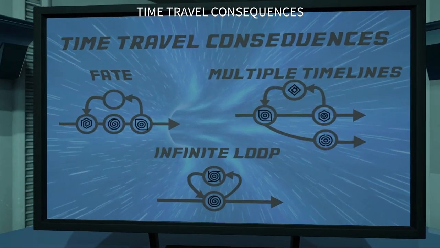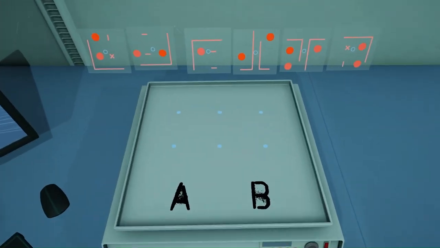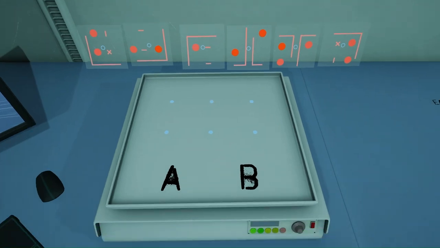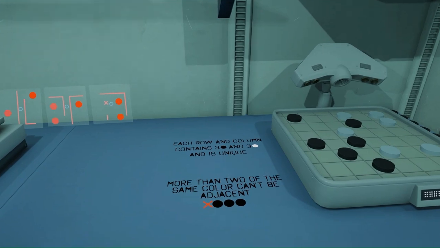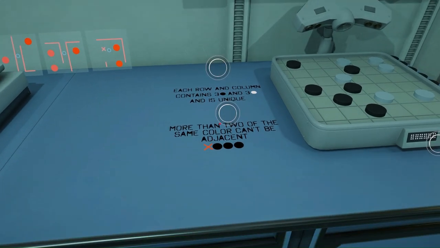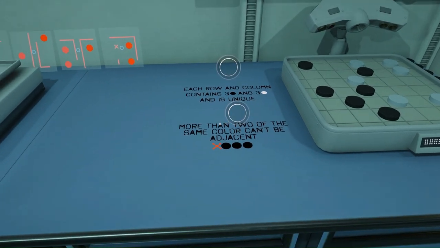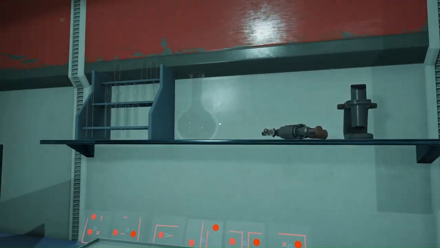Okay. Okay, so that's going to be something to that. Okay, and that's going to be some sort of circuit. I can understand some of these. Each row and column contains 3 black and 3 white and is unique. More than 2 of the same color cannot be adjacent. Okay, I can understand that.